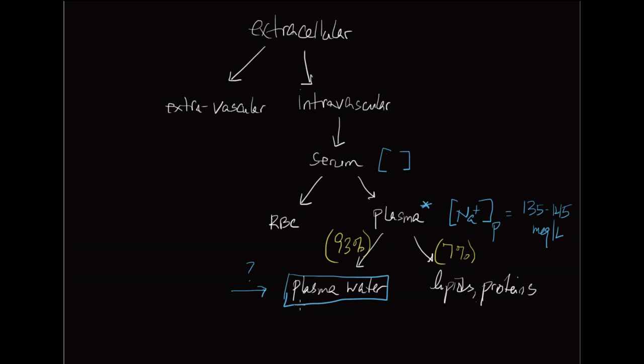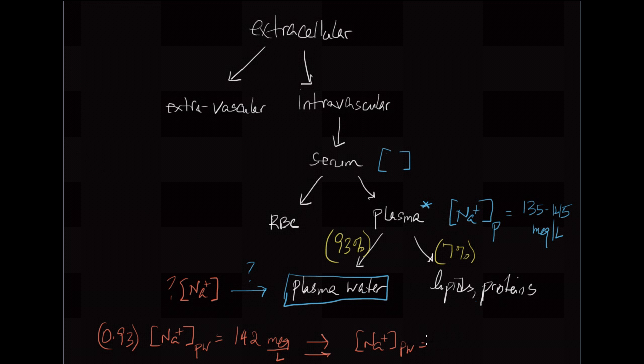So if we want to know how much sodium is in plasma water, which I'm going to indicate as this, if we want to know this entity, we do a simple mathematical calculation. We say 0.93 times this entity that we want to know, which is the concentration of sodium in plasma water, is going to equal the concentration of sodium in plasma. We're going to pick a number that we most commonly see, 142 milliequivalents per liter. I just chose a number that was relatively in the middle of this range. So when we solve for this entity, this is what we get. It's approximately 154 milliequivalents per liter.